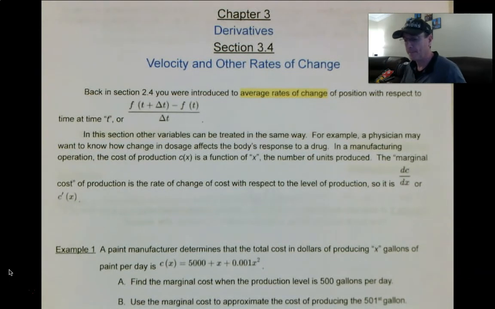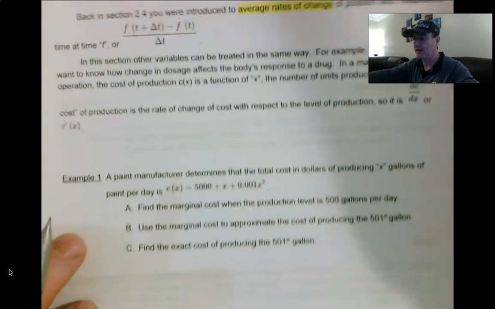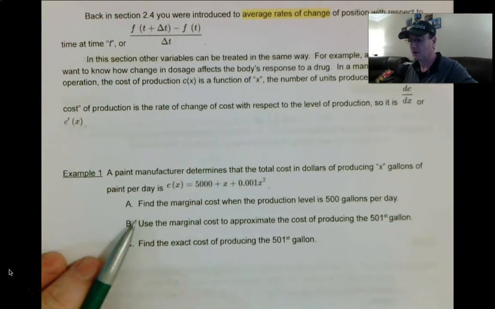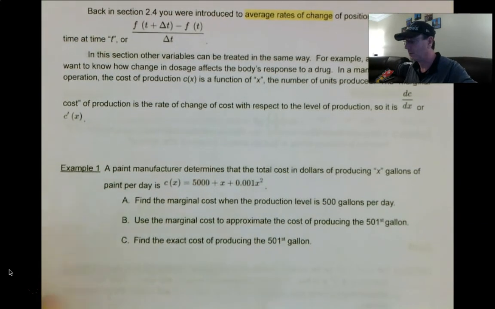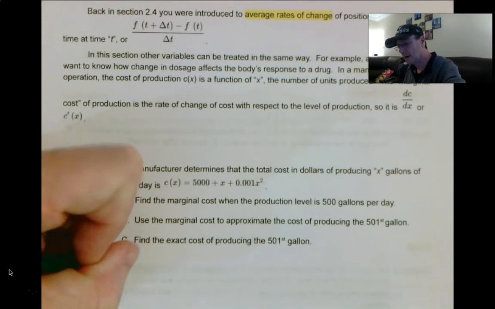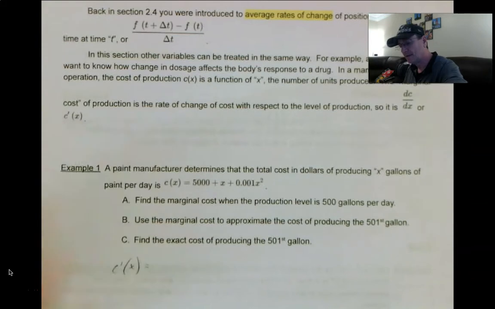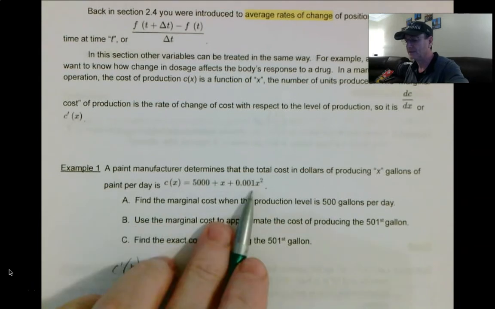So in example 1, a paint manufacturer determines that the total cost in dollars of producing x gallons of paint per day is this following function. Part A is asking us to find the marginal cost when the production level is 500 gallons per day. Marginal cost means derivative, so C prime of x. To find C prime of x, we do the derivative of the C of x function.